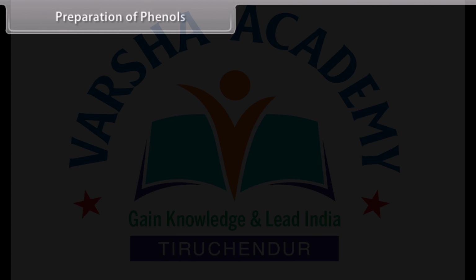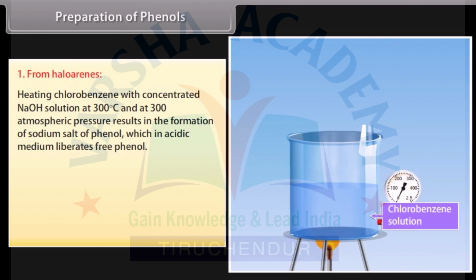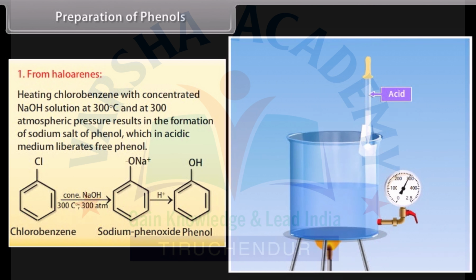Preparation of phenols. From haloarenes. Heating chlorobenzene with concentrated sodium hydroxide solution at 300 degrees Celsius and 300 atmospheric pressure results in the formation of sodium salt of phenol, which in acidic medium liberates free phenol. In short, chlorobenzene with concentrated NaOH gives sodium phenoxide, and then by providing an acidic medium, it gives phenol.